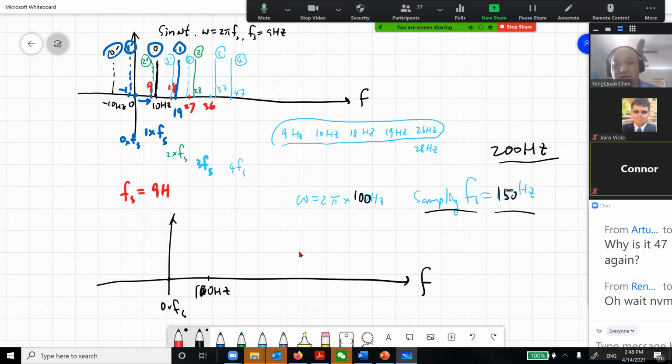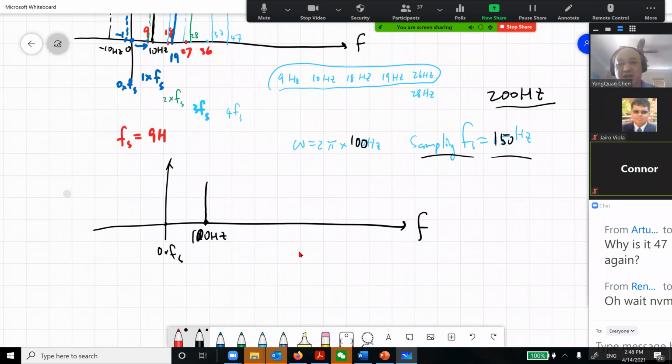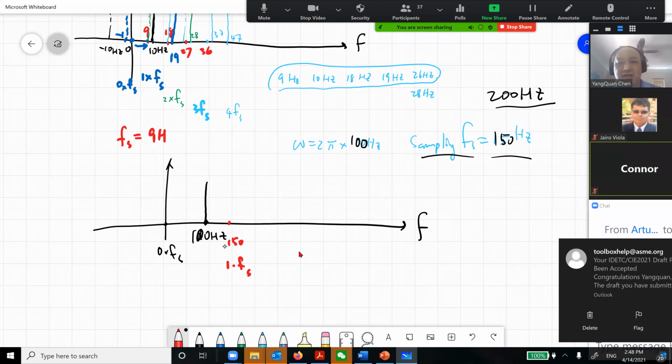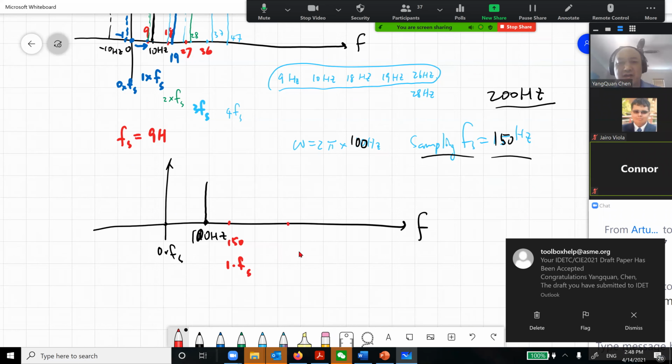So this is 100 Hertz. Okay, 100 Hertz. So I have a bar in here. So this is my continuous. The black one is my continuous time. So what I'm going to do first is to identify what is 1 times Fs? So this is here, 150. So this is 1 times Fs. Then another one is 300. Okay, this is 2 times Fs.